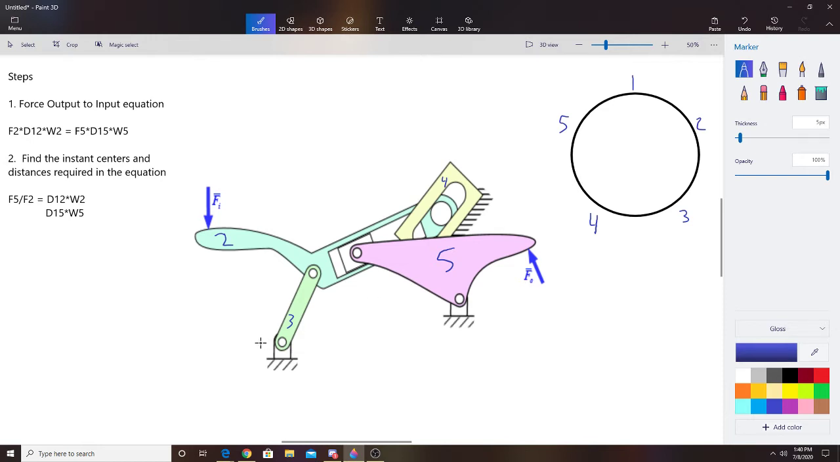And just to speed things up, the instant centers that we are going to need, I12, right? Although we can probably find all of them. The ones that we need are the ones involved in the H equation and these two distances, right? So we don't need to find all of them. But let's start off.